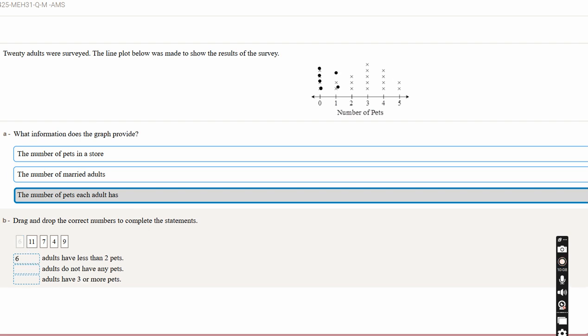The next one, adults do not have any pets. So adults who do not have any pets, we will count the 0. So 1, 2, 3, 4. Right? 4 for this one.